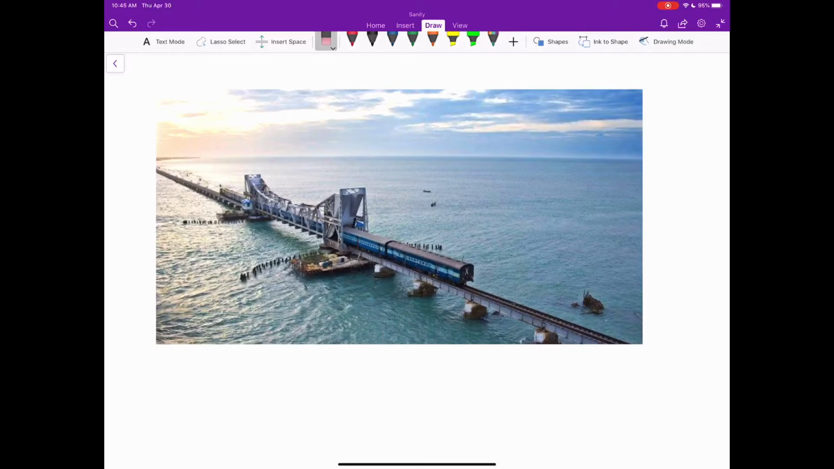It is 4.1. I have a bridge of the day for you. Any guesses? It is the Pamban Bridge in India. Apparently that's the Indian Ocean. Pamban Bridge in India. Pretty cool, pretty cool.